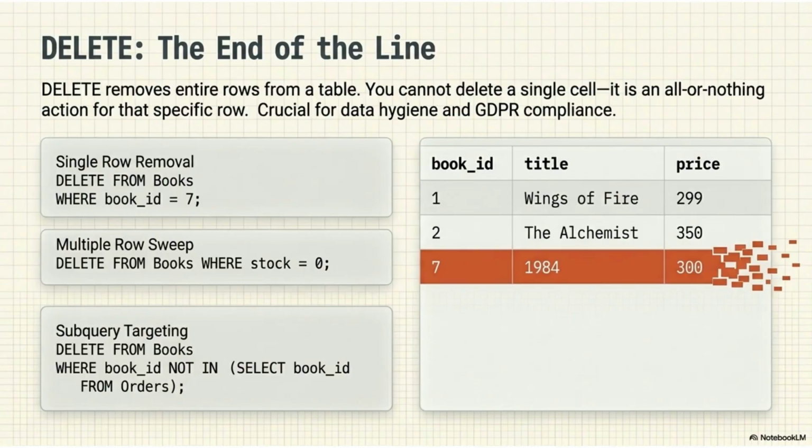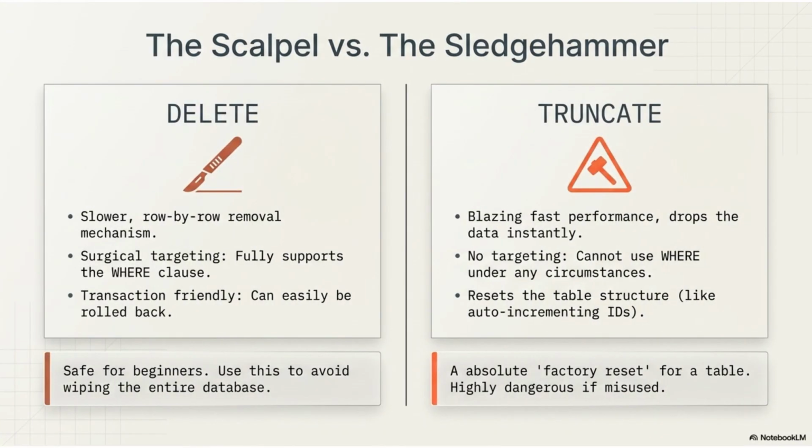The delete command removes entire rows from a table. Remember, this is an all-or-nothing action for each row, which is essential for database hygiene and maintaining compliance. Distinguish between delete and truncate. Delete is surgical and transaction-friendly, while truncate is like a sledgehammer, a fast, non-targeted factory reset for your table.